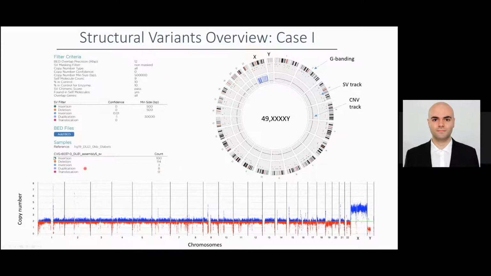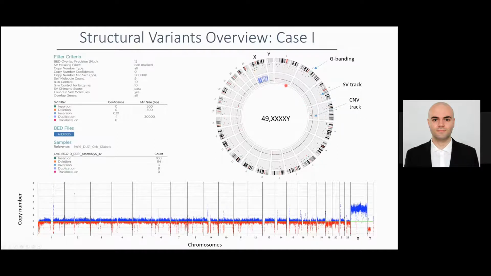These are all the different types of structural variations that we identified in this genome, neatly organized in the Circos plot that has the G-banding patterns for each chromosome from the karyotype. Then we have the structural variation track that is highlighted here for each chromosome, and the copy number variant track on the third layer.